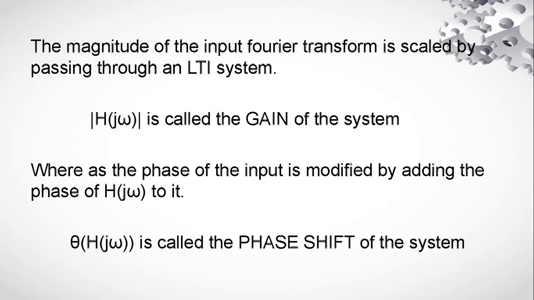So as we have seen, the magnitude of the input Fourier transform is scaled by passing through an LTI system. That is, it's multiplied by capital H. That is, the magnitude of capital H of j omega is called the gain of the system. Whereas if you take the phase, it's shifted, it's added, so it's called the phase shift of the system. The argument of the frequency response of the system is called the phase shift of the system.